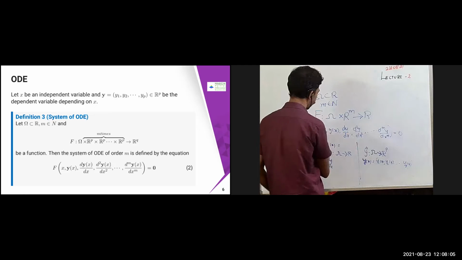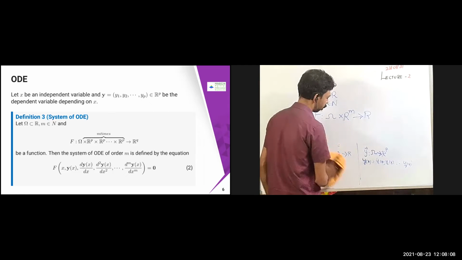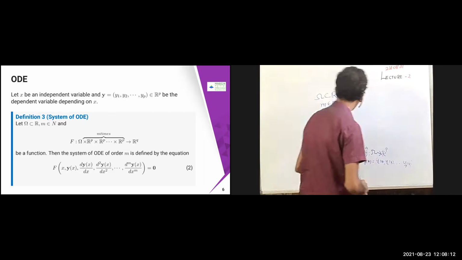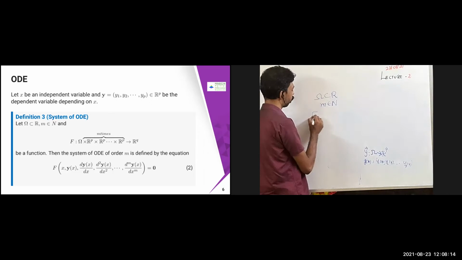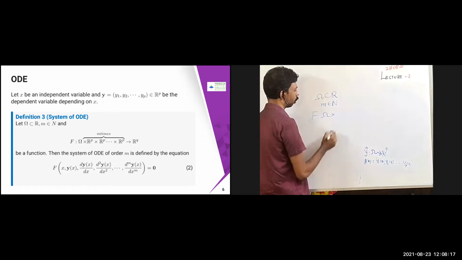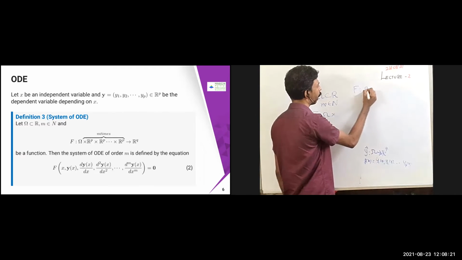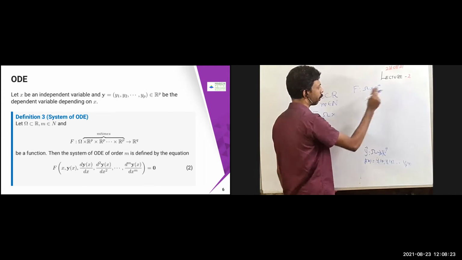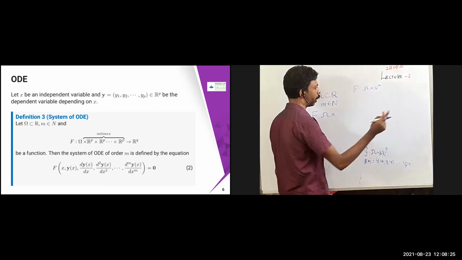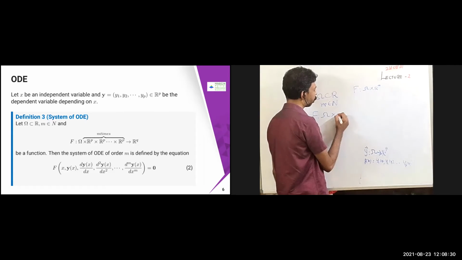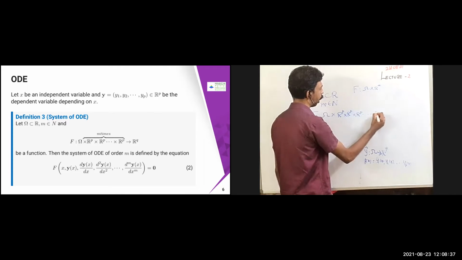This I'm just going to erase. So in this case, f is a function from omega cross, okay, in the previous case I defined omega cross R power m, because y's domain, dy's domain, d squared y by dx squared's domain, everything is R. That's the reason I defined it that way. Now here it is going to be R power p cross R power p cross R power p, etc.